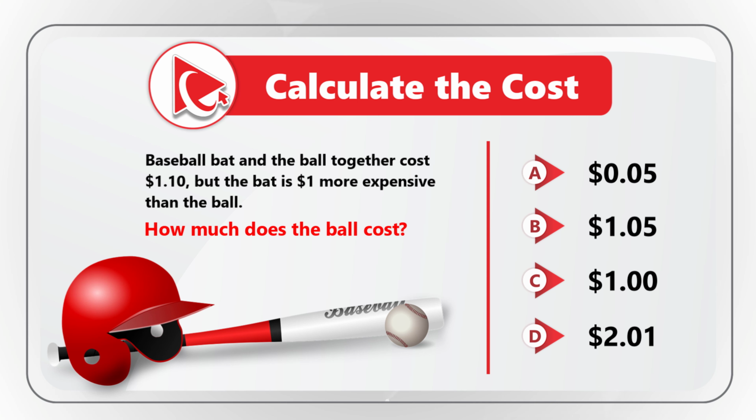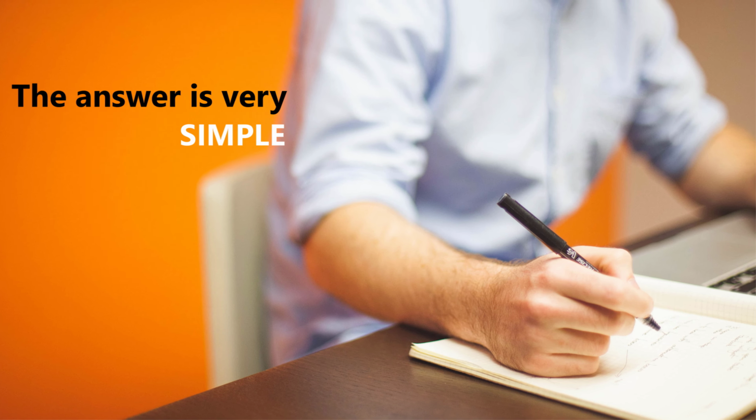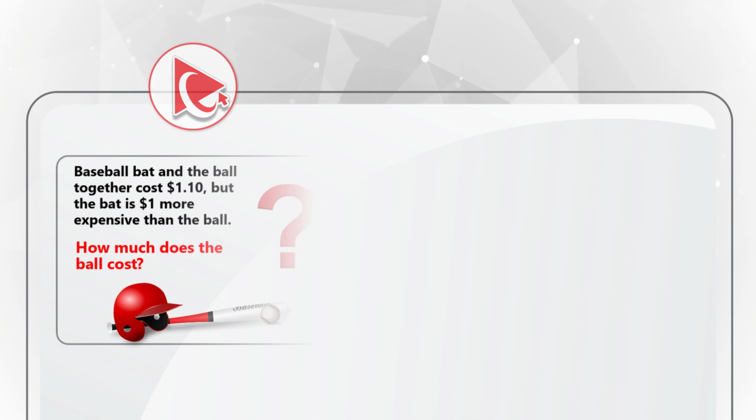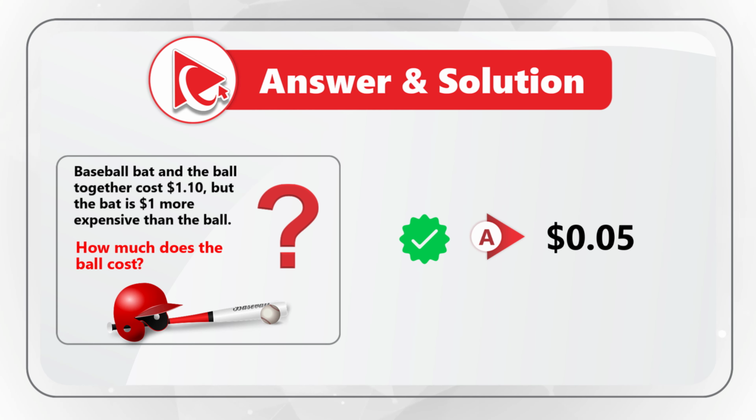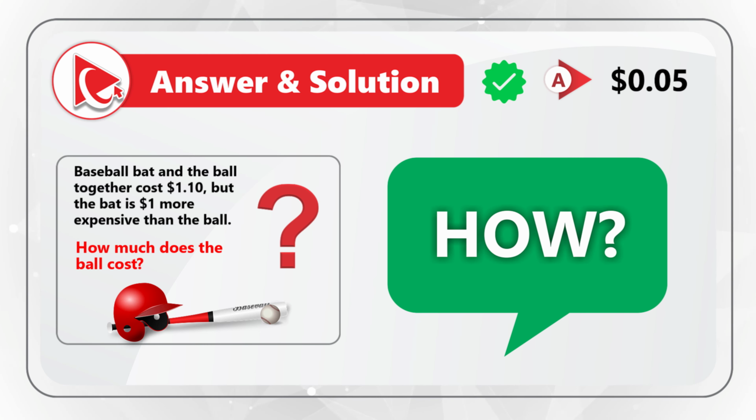Take a close look to see if you can come up with the answer. The answer to this question is very simple but not obvious. The correct choice here is choice A. The cost of the ball is 5 cents. But how do you get to the correct solution mathematically? Let me teach you the magic trick behind this problem.